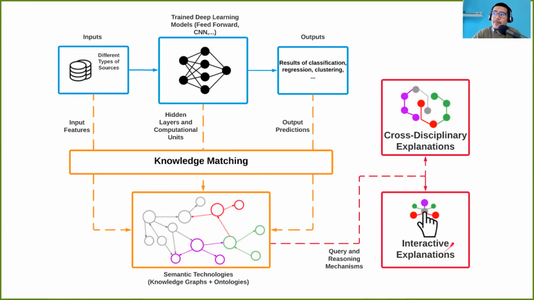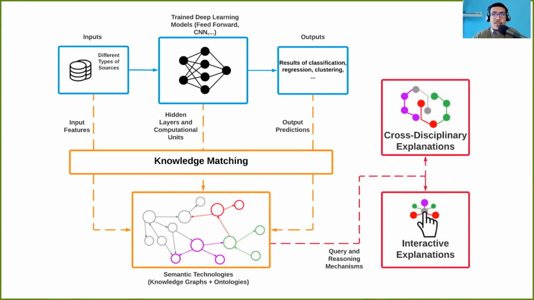On the one side, we can create the conditions for interactive explanations because knowledge graphs are directly queryable, but you also enable the conditions for cross-disciplinary explanations because, as you can see, knowledge graphs can cover different domains.